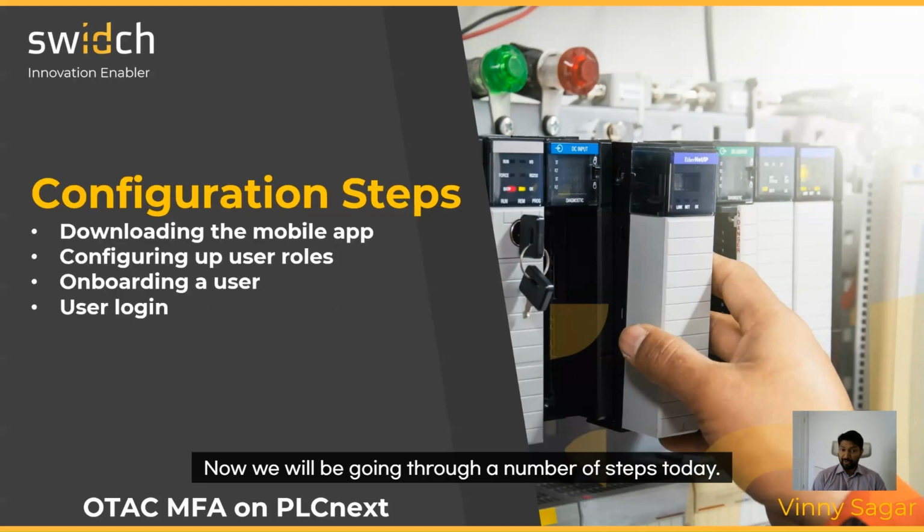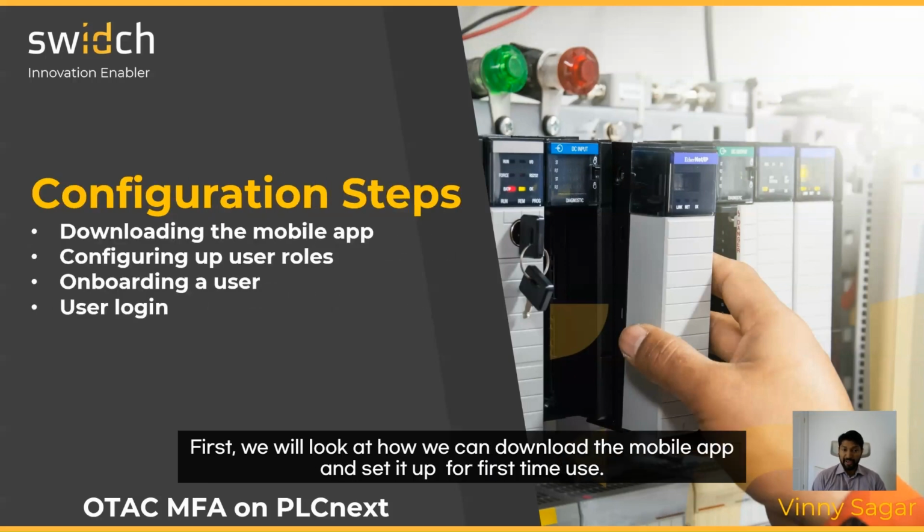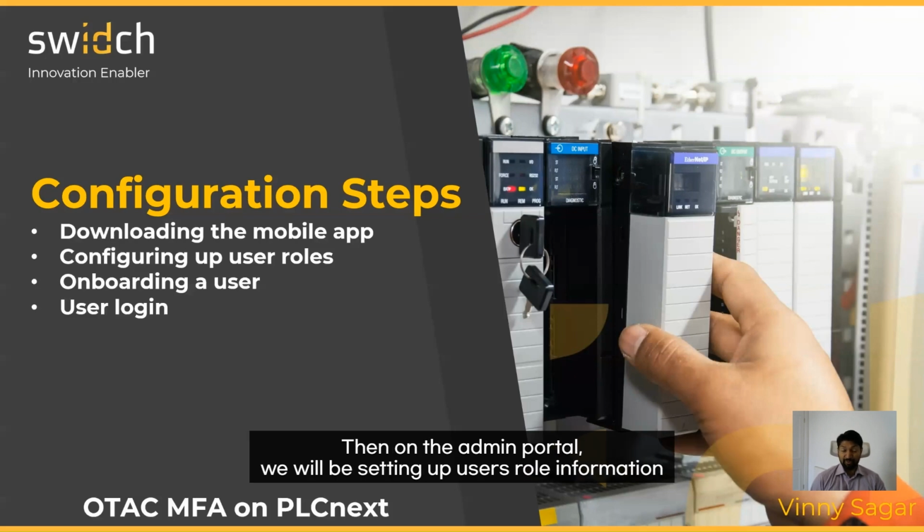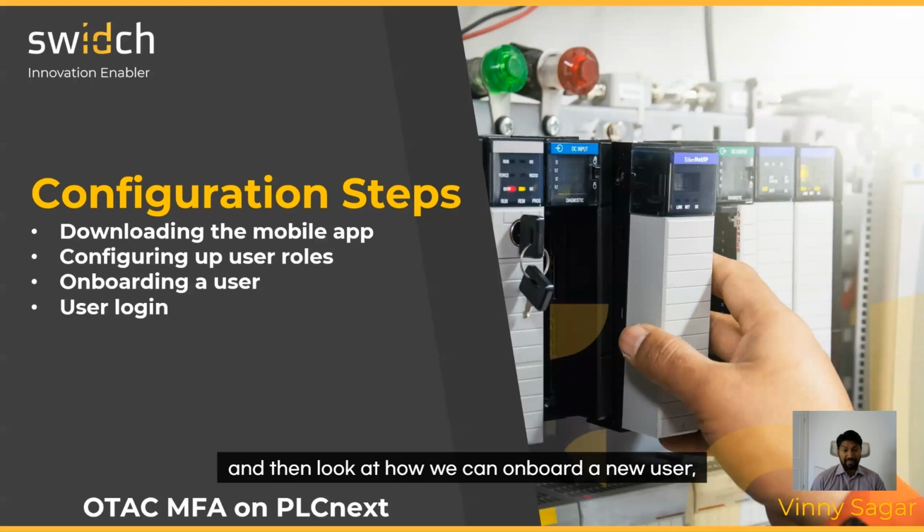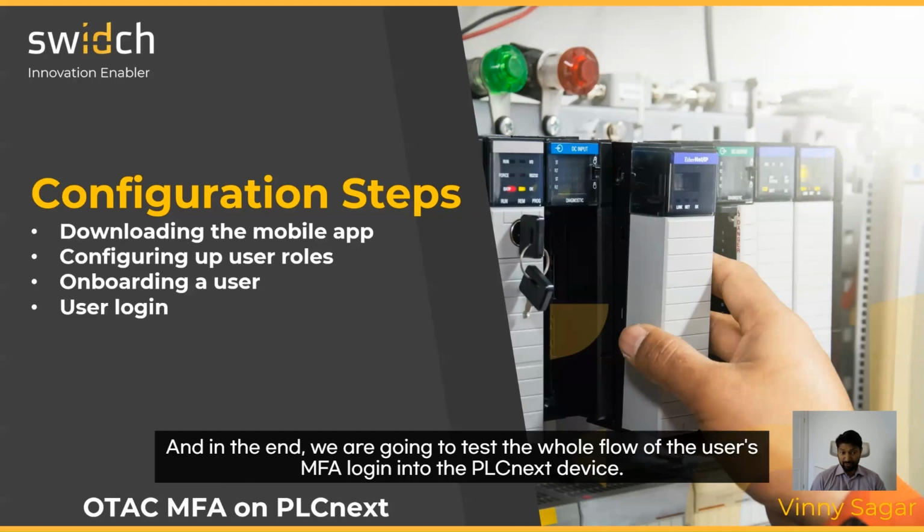Now, we'll be going through a number of steps today. First, we'll look at how we can download the mobile app and set it up for first-time use. Then on the admin portal, we'll be setting up users' role information, and then look at how we can onboard a new user. And in the end, we're going to test the whole flow of the user's MFA login into the PLCnext device.